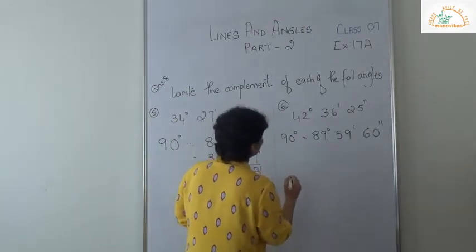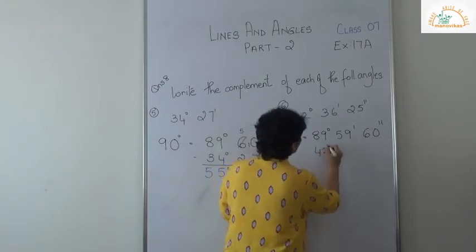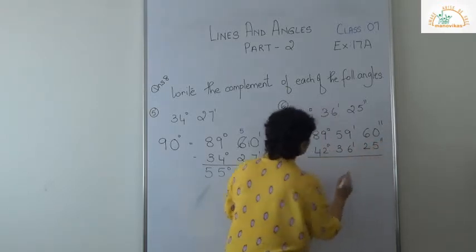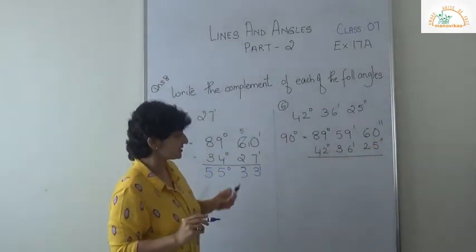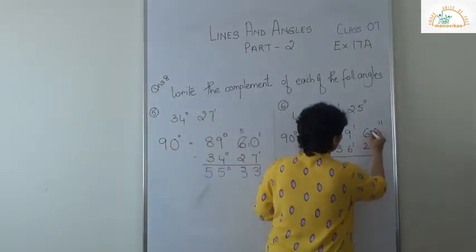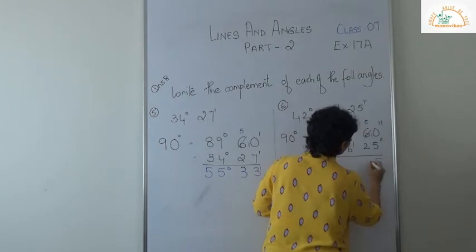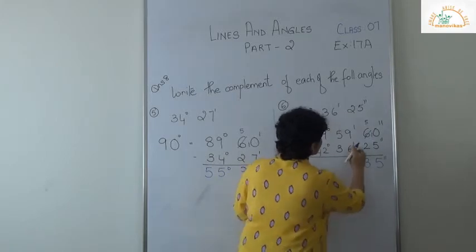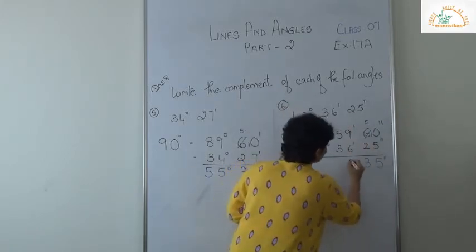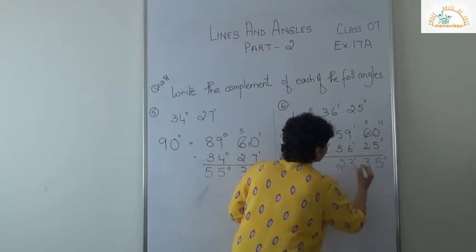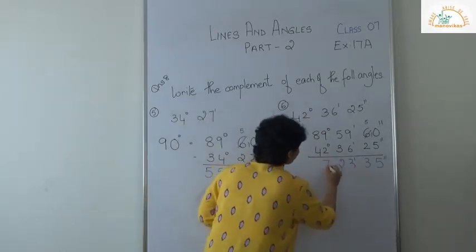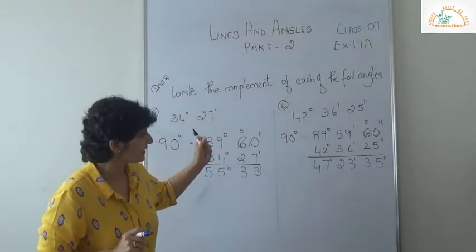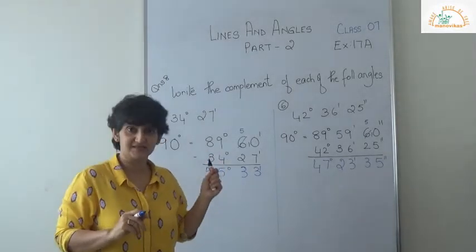Alright, now this I will minus it with 42 degrees, 36 minutes and 25 seconds. So when I borrow, this will give me 5, 5 minus 2 is, so I get 35 seconds, and 9 minus 6, this is minutes, children, 9 minus 6 is 3, and 23 minutes, 9 minus 2 is 7, 8 minus 4 is, so your answer is 47 degrees, 23 minutes and 35 seconds.